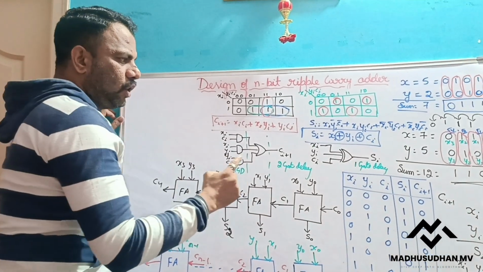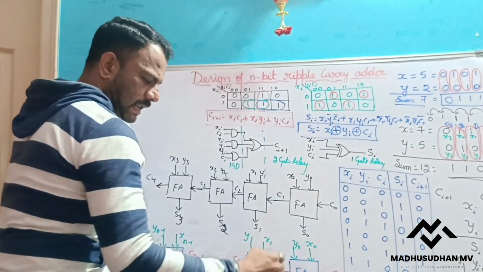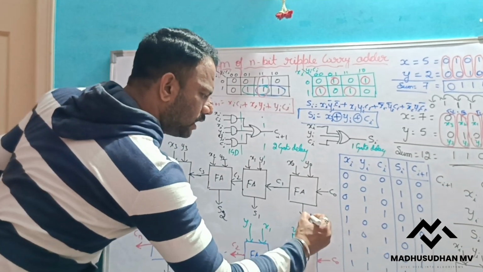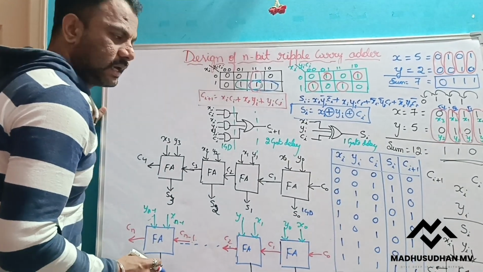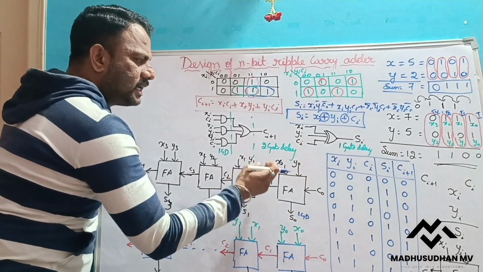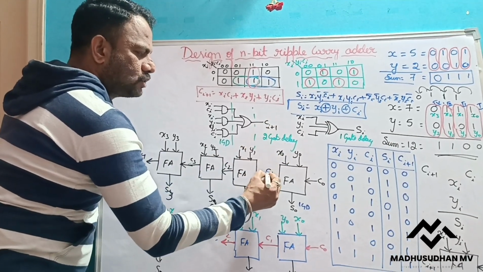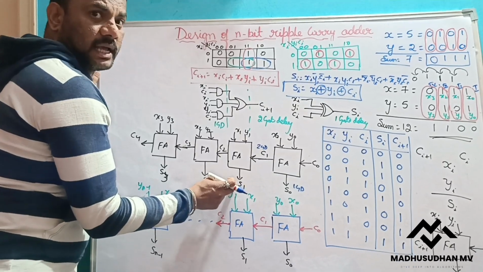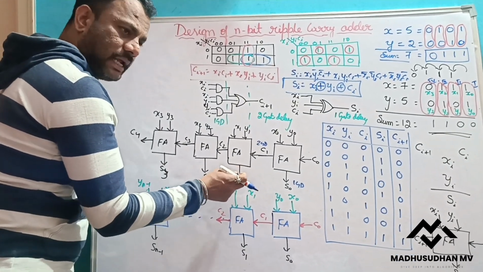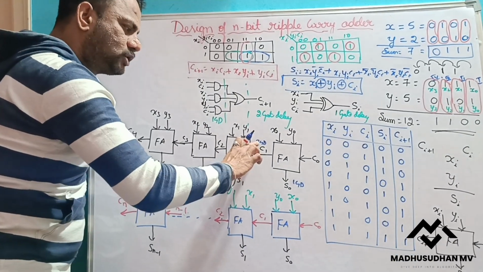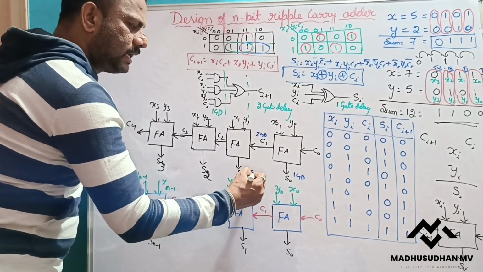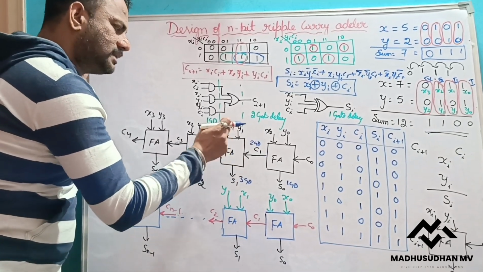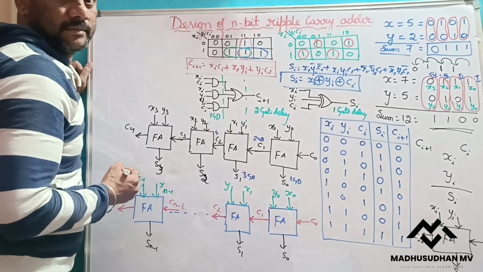See, now I told you to get the sum bit takes 1 gate delay. Here I need only 1 gate delay to generate it. But carry generation needs 2 gates, so this requires 2 gate delay. Now how much will this take? This sum bit takes 1 gate delay plus 2, so this takes 3 gate delay. And this is 2 plus this 2, so this is a 4 gate delay.